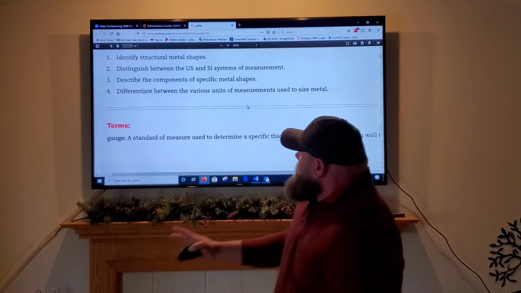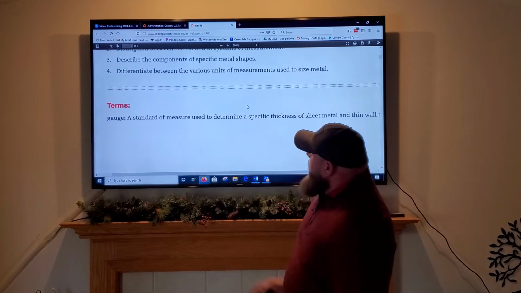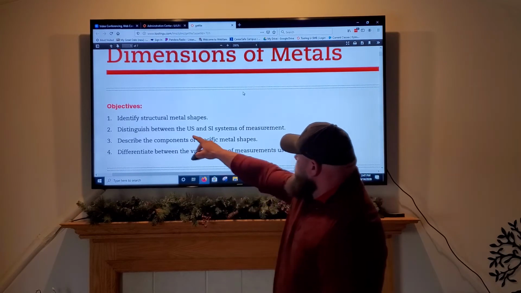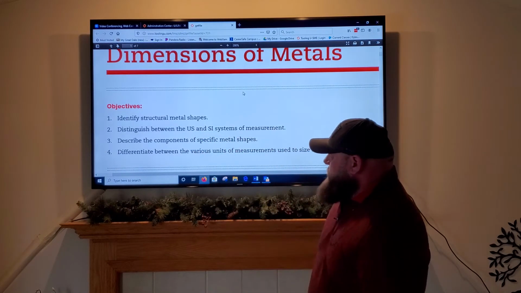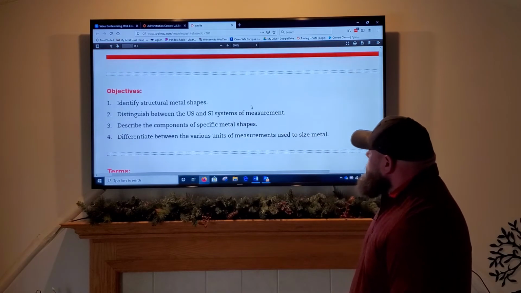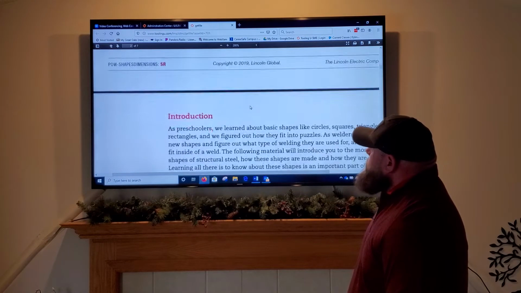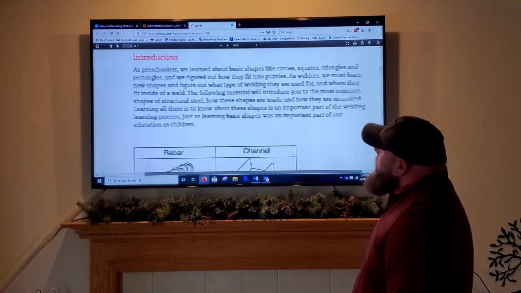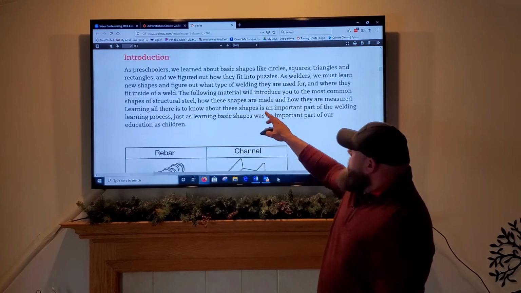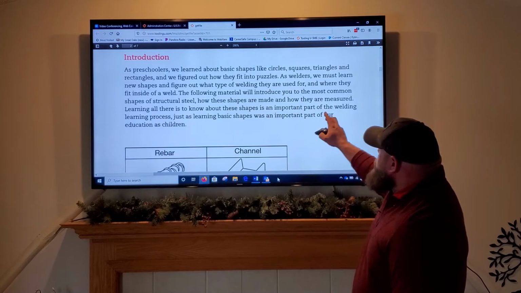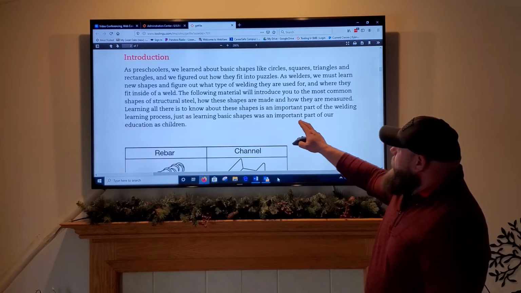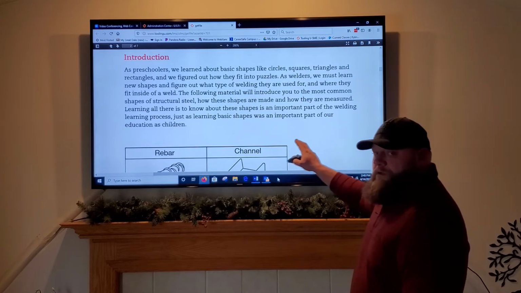So here we go. Today we're going to work on identifying structural metal shapes. So, an introduction. As preschoolers, we learned about basic shapes like circles, squares, triangles, and rectangles. And we figured out how they fit into puzzles.